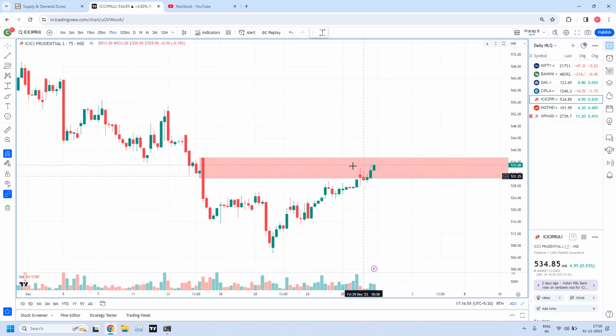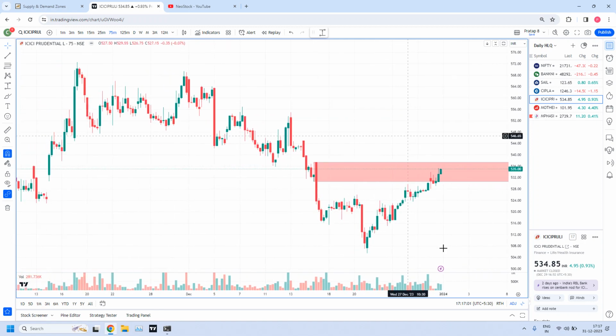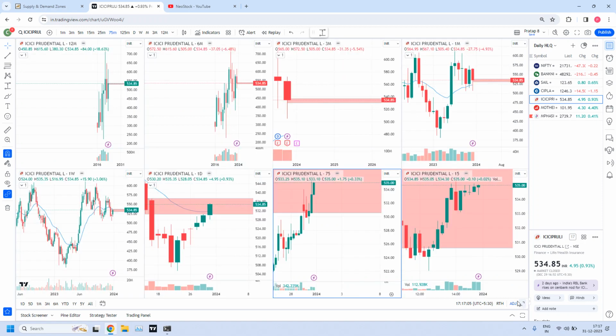We didn't plan a trade in this zone. The reason is the structure is not at all good in the 15 minutes. This is a 75-minute zone. Let me show you the 15-minute zone. That's why I didn't draw anything inside this, because this zone will be violated easily.